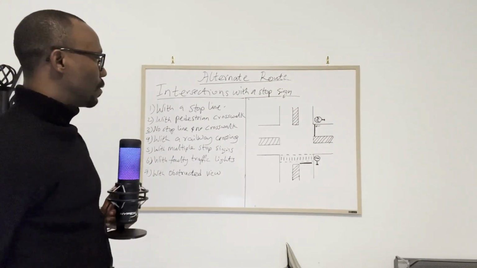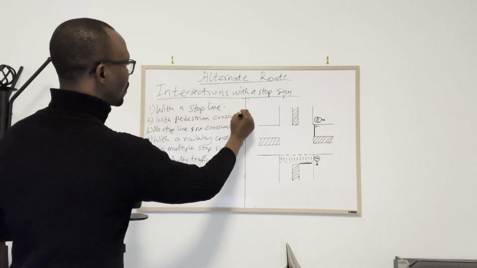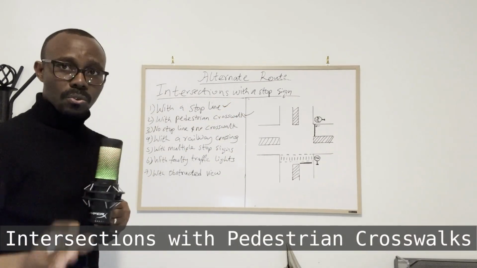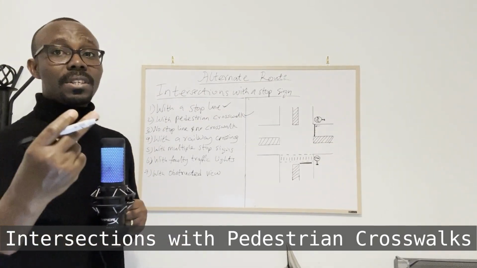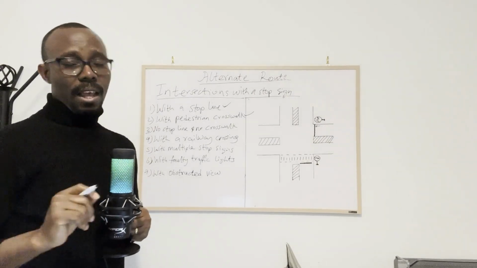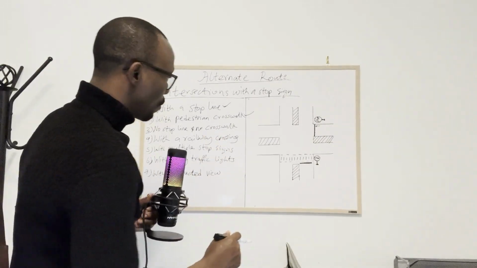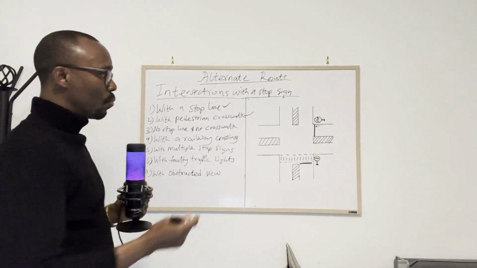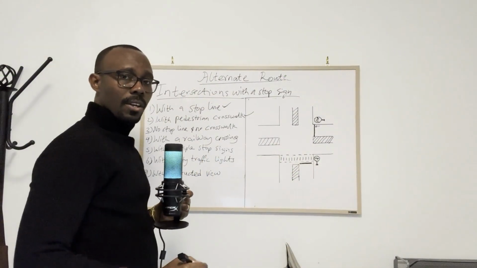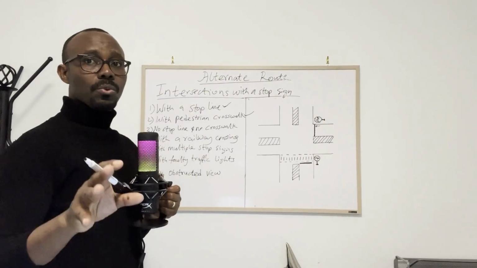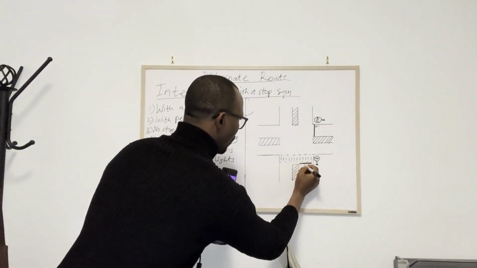The second type of intersection is intersections with pedestrian crosswalk. At some intersections, there are pedestrian crosswalks. And there are two scenarios that you will see at this type of intersections. In one scenario, you see an intersection with a stop sign. Now you have a pedestrian crosswalk, as well you have a stop line. Did you notice that? You have the pedestrian crosswalk and you have the stop line. So at this type of intersection, what you want to do is to stop just before the stop line.